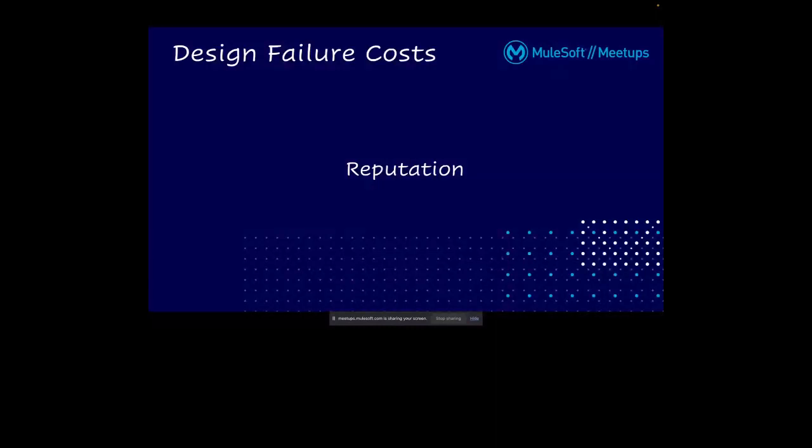It can leave your company's and your reputation at stake. It will kill your reputation. It will kill your company over time. So this is one of the costs, which is design failure cost. A reputation is always at stake.